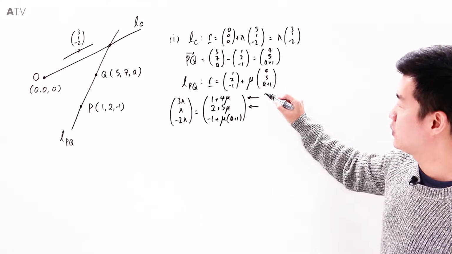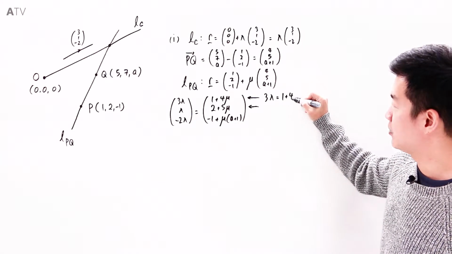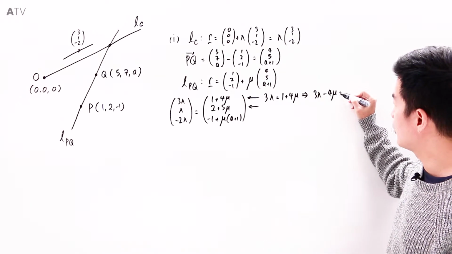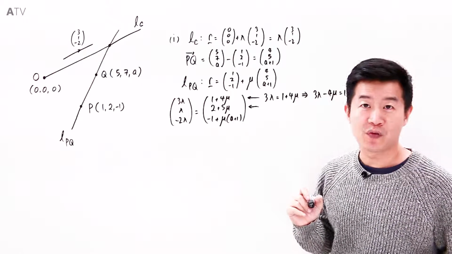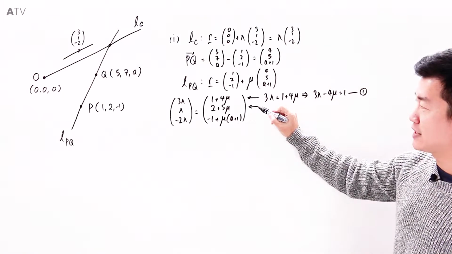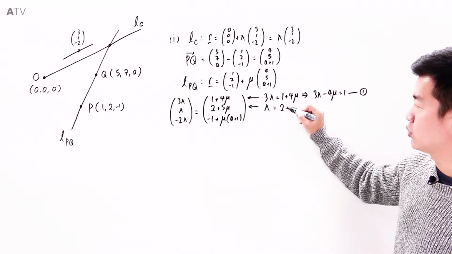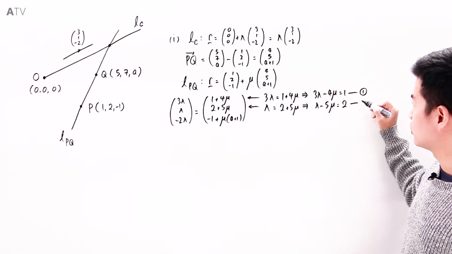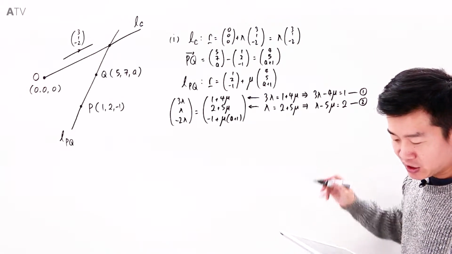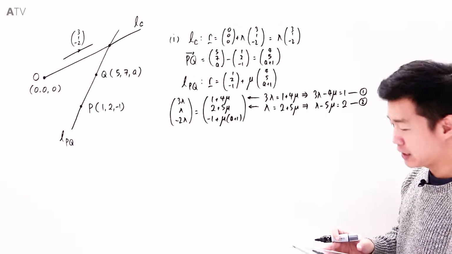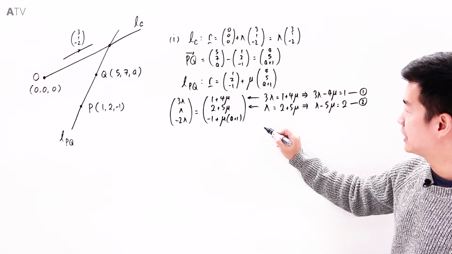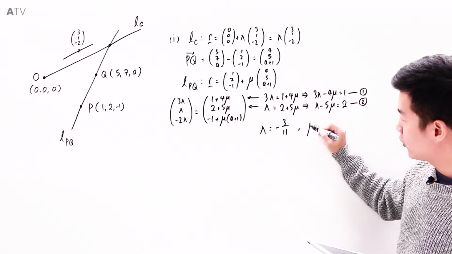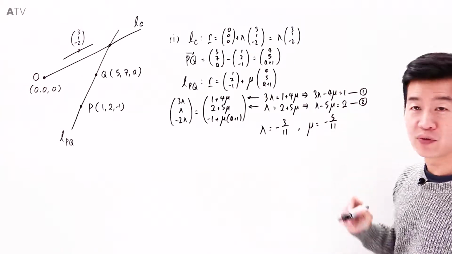For this equation over here, we have 3 lambda is equal to 1 plus 4 mu, or we can also rewrite this as 3 lambda minus 4 mu is equal to 1. This will form my first equation. As for the second equation, lambda here is equal to 2 plus 5 mu. This tells me that lambda minus 5 mu is equal to 2. This will be my second equation. Solving for these two equations using my graphing calculator, I will be able to solve for lambda and mu. Lambda is going to be equal to minus 3 over 11. And as for mu, it is minus 5 over 11.